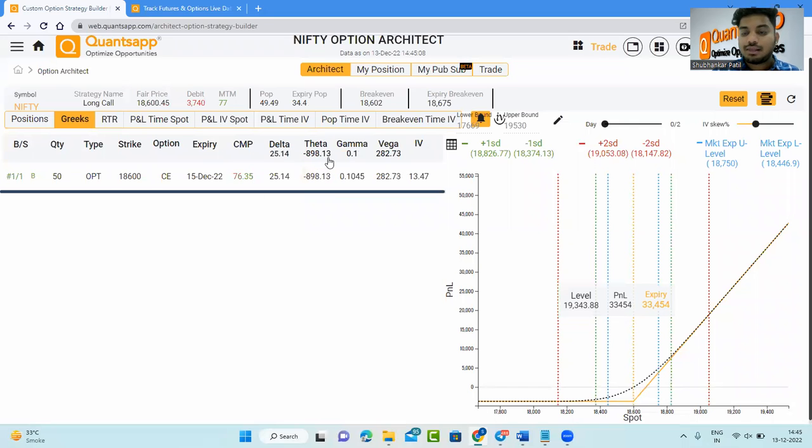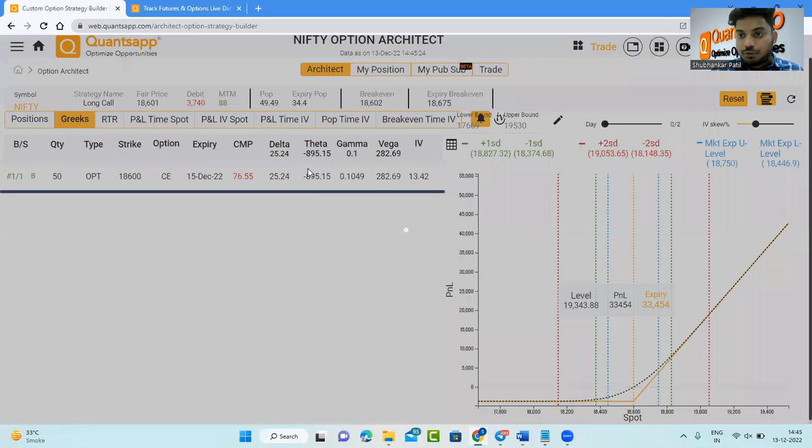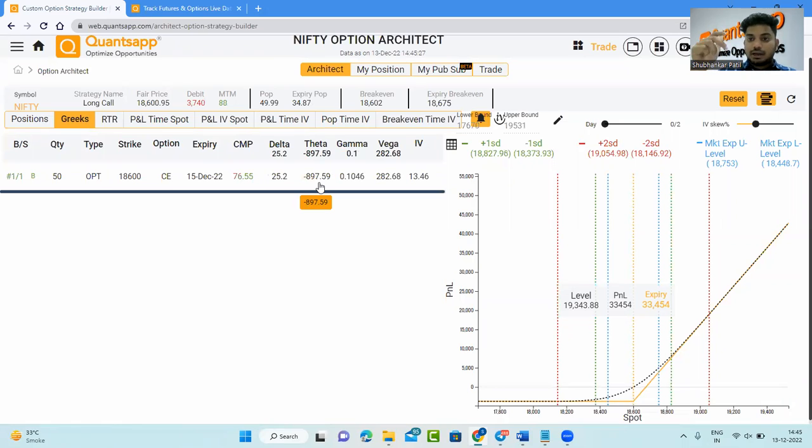Now see, this is a theta negative strategy, meaning that if you are entering this strategy, you will have to pay the money of time. Doesn't matter what happens in the market, even if the market does not move at all, you are going to pay 900 rupees as the position theta. This is the positional Greeks we are seeing, but you will pay roughly around 900 rupees to hold this strategy for one more day. Typically when you are trading in weekly options, the theta decays at a faster pace.